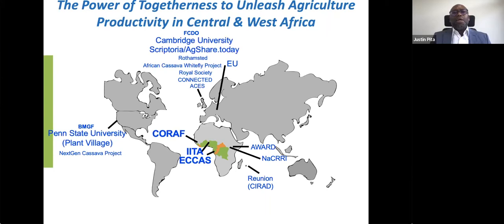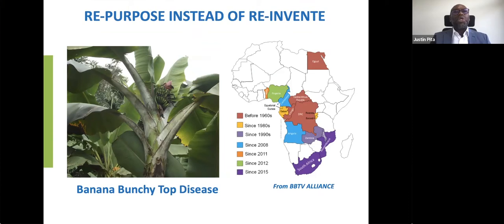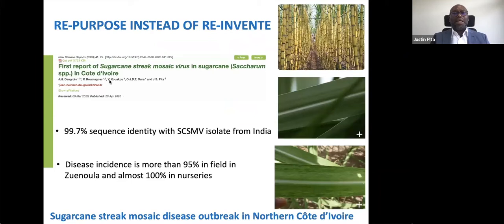What we have done should not be reinvented, but just repurposed so that we can also work on other commodities like banana, like sugar cane. For example, in the northern part of Côte d'Ivoire, in 2020, WAVE identified a virus that is attacking sugarcane plantations in another part of the country. And what we have found is that this virus is 99% identical to a virus isolated in India. This virus has never been reported beyond the Asian continent. So how has it been reaching Côte d'Ivoire? So we are working to control that virus.